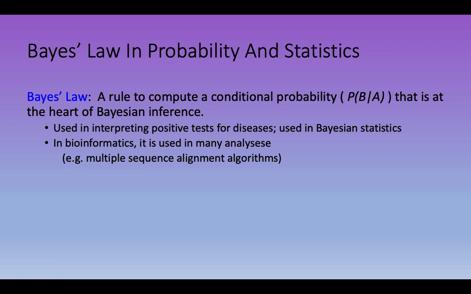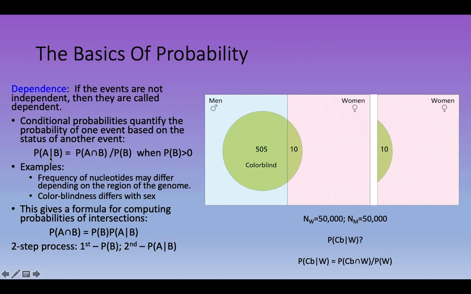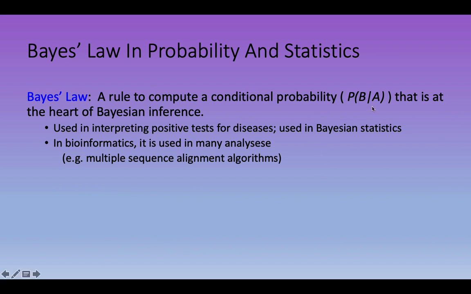In the last case, we were interested in looking at the probability of A given B. In this case, we're going to be more focused on the probability of B given A. And that's really at the heart of Bayesian inference. We use Bayesian statistics already all the time. We use them in interpreting positive tests for disease. We use them in bioinformatics all over the place, especially in things like multiple sequence alignments, using hidden Markov models and things of that sort.